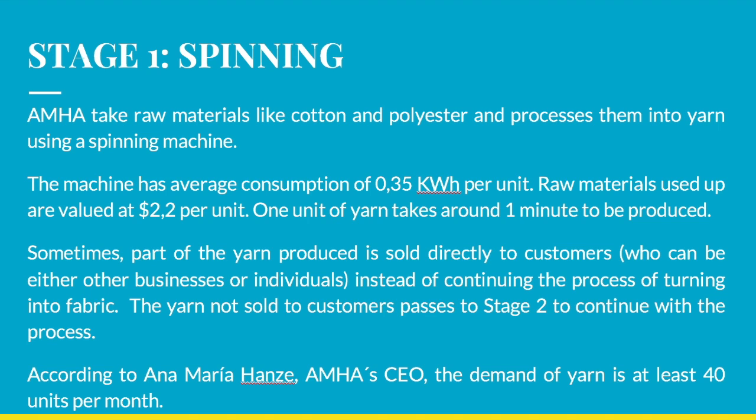Stage 1 is called spinning, where AMHA takes the raw materials to process them into yarn. It uses a spinning machine, which consumes 0.35 kilowatts per unit. The raw materials used per unit are valued at $2.2, and it takes around 1 minute to produce 1 unit of yarn. As I told, sometimes part of the yarn produced is sold directly to customers, which can be businesses or individuals, instead of continuing the process of turning into the final product, which is fabric. The yarn not sold is passed to stage 2. According to María Hanze, who is AMHA CEO, the demand of yarn is at least 40 units per month.